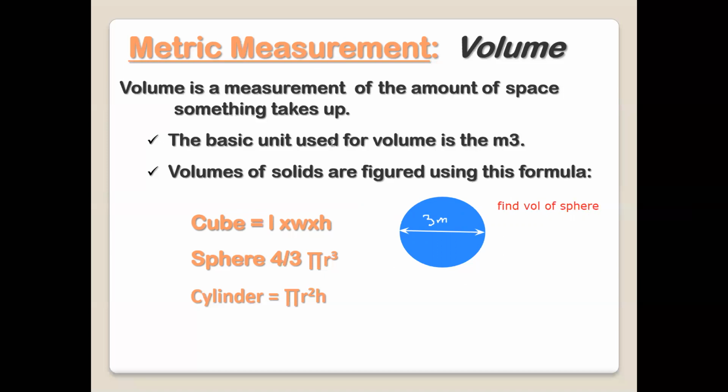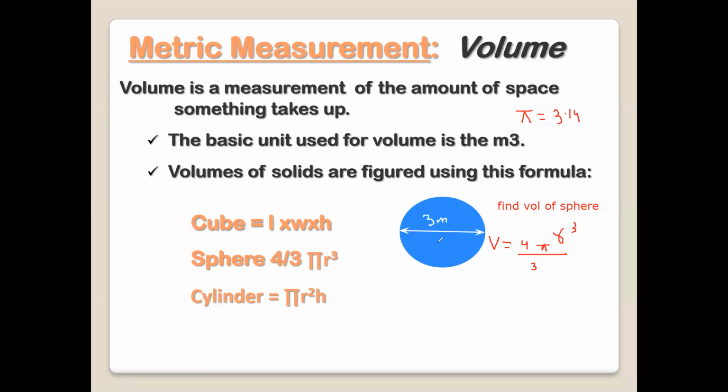So how will you find the volume of this sphere? The formula to calculate the volume of a sphere is 4/3 pi r cubed. So V, or the volume, is equal to 4/3 pi. Pi has a fixed value: the value of pi is 3.14. And r cubed, or radius cubed, means r raised to the power 3.